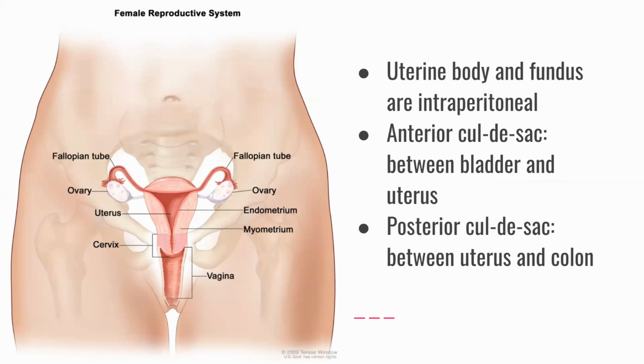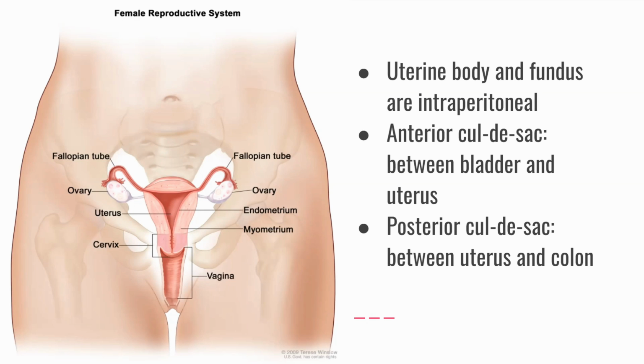So here's an image to help jog the memory. The uterus is an inverted pear shape in the center, right in the midline of the true pelvis. And the uterine body and the fundus are actually intraperitoneal. So this is why if you have a ruptured ectopic pregnancy, you can see some positive intraperitoneal free fluid, which becomes important in just a little bit.